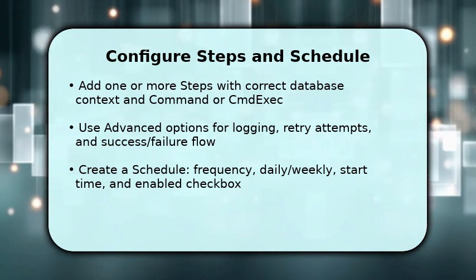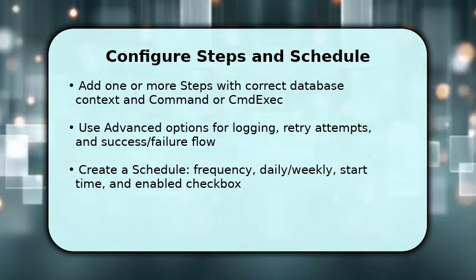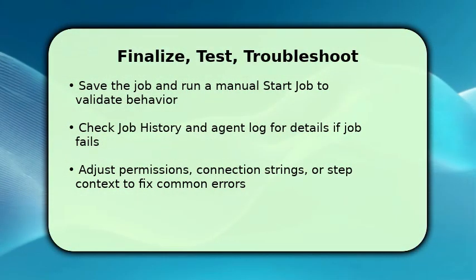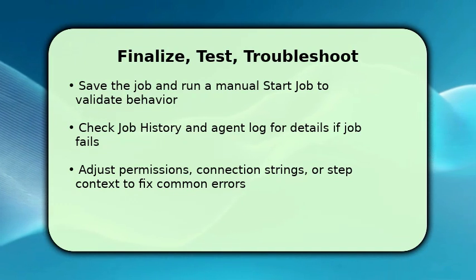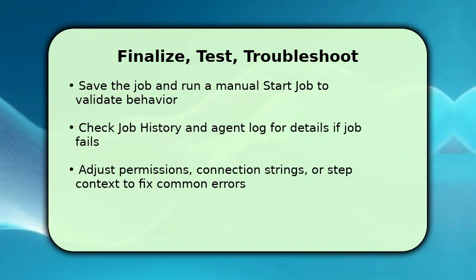Set frequency, daily or weekly cadence, start time, and ensure the schedule is enabled. Make sure to link the schedule to the job before saving. You finish by saving the job and immediately running it manually to confirm behavior. A manual start exposes permission, path, or context issues quickly.